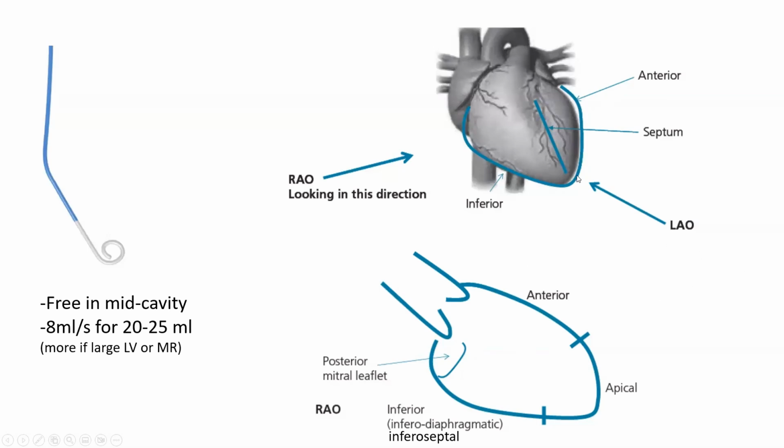LAO view, on the other hand, will show you right versus left and will show that posterolateral margin of the heart. LAO shows right versus left. RAO shows anterior versus posterior, ventricles versus atria. Ventricles here, atria in the back. RAO, anterior versus posterior; LAO, right versus left. But anyway, this is RAO and this is what it shows you.